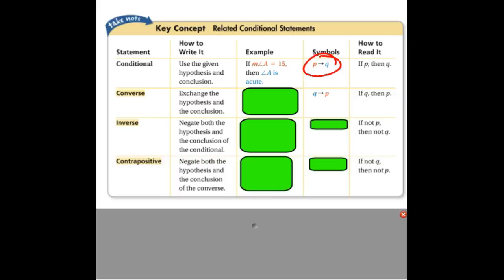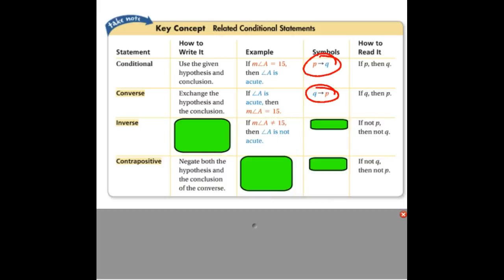When you have a conditional statement, you can actually create 3 more statements from that. So the first one is the converse. What the converse does, and no, this isn't like your shoes, is it takes the hypothesis and the conclusion of the conditional and it flips them. So if our example for our conditional is if the measure of angle A is 15, then angle A is acute. For converse, that will become if angle A is acute, then the measure of angle A is 15 degrees. It becomes Q arrow P. It switches the order around.